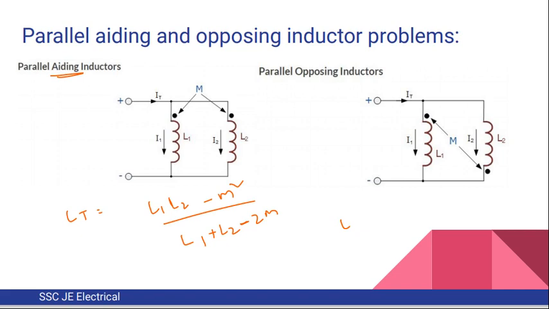In this case, parallel opposing inductors, LT equals L1 L2 minus m square by L1 plus L2. Here with parallel opposing inductors, the value becomes less. When the denominator is more, the value becomes less. So it will be plus 2m, the denominator becomes more. So remember this formula. Based on this formula also questions will be given.